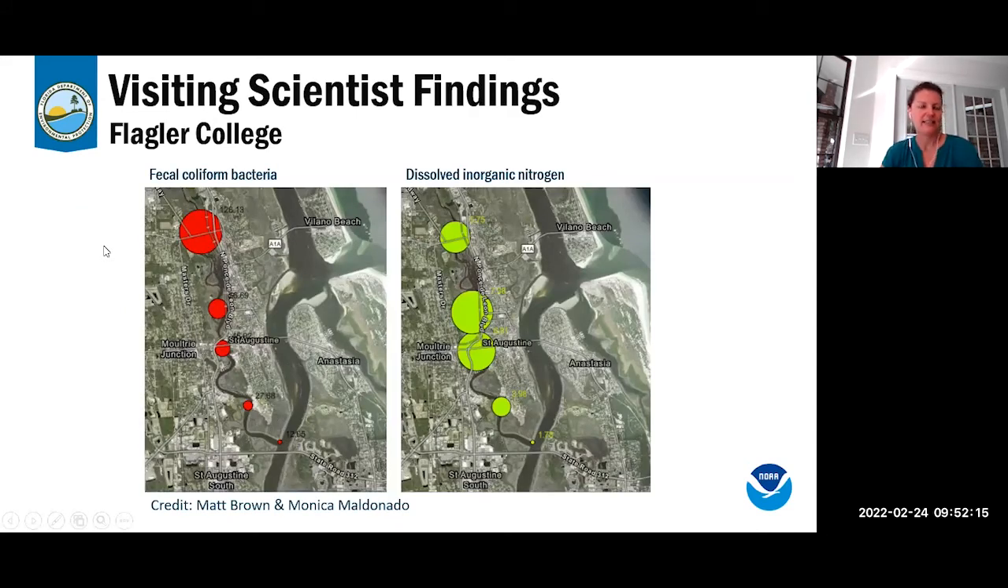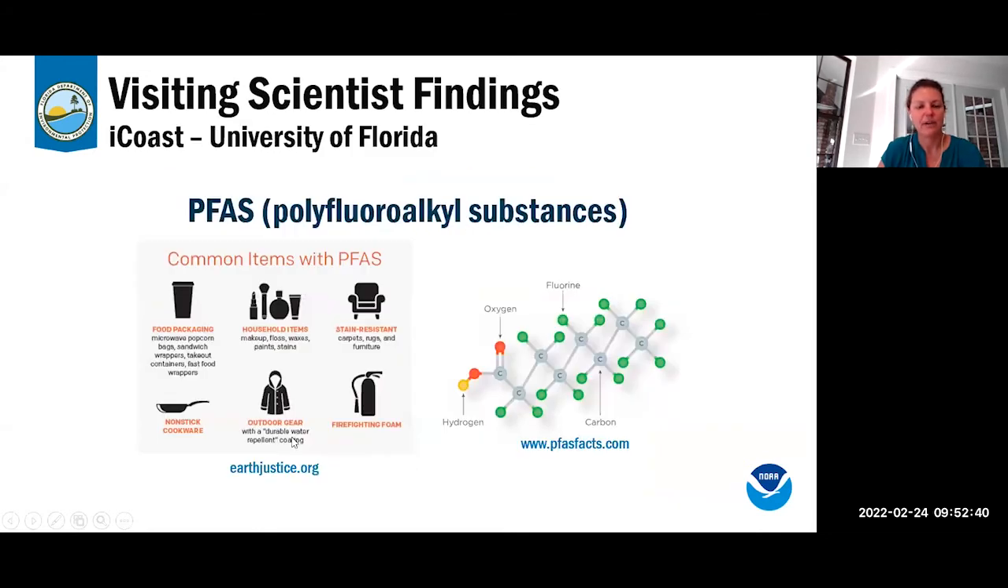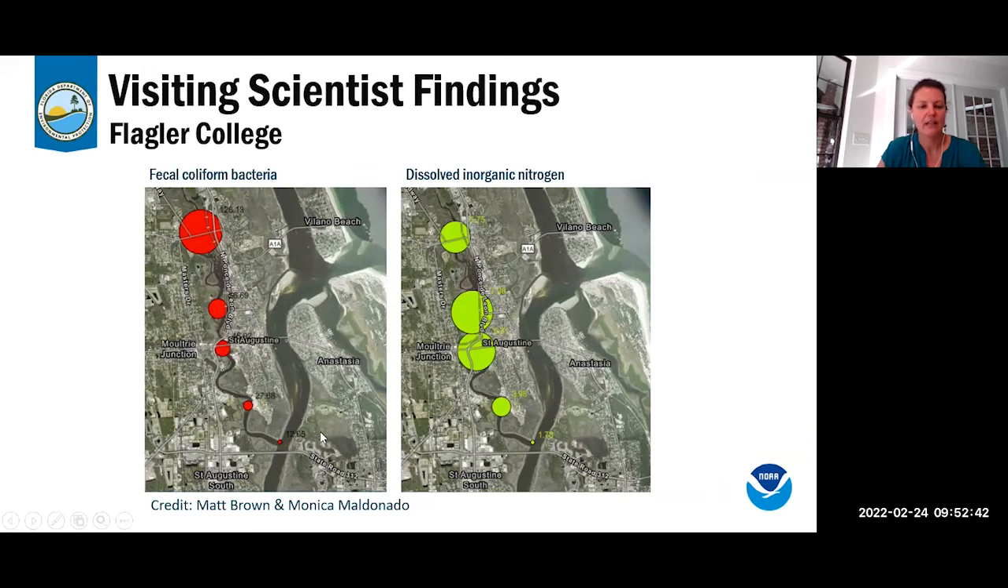So another visiting scientist example is Matt Brown from Flagler College and his students. Matt Brown is part of our Oyster and Water Quality Task Force, and he presented these results to us. On the left, thank you. So he samples 5 sites in the San Sebastian River, just west of St. Augustine, every month since 2019. And you can see this small dot where the San Sebastian River meets the Matanzas River is our long-term monitoring site.